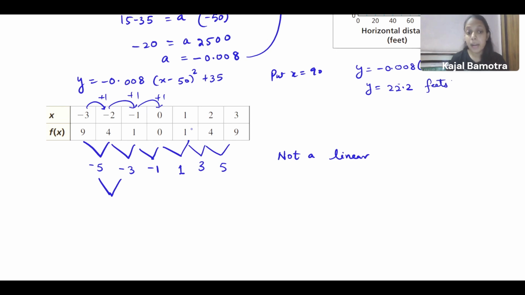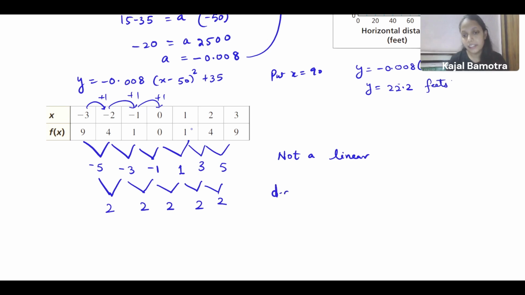Minus 3 minus minus 5, which is positive 2. Minus 1 minus minus 3 is positive 2. And this is positive 2. Second difference is the same. So from here we can say the function followed by this table is a quadratic function, or you can say a polynomial of degree 2.